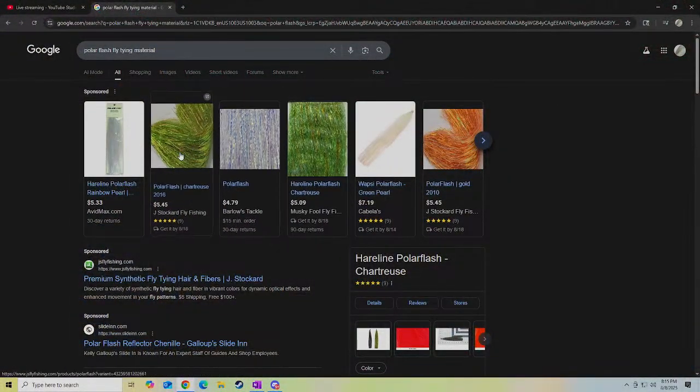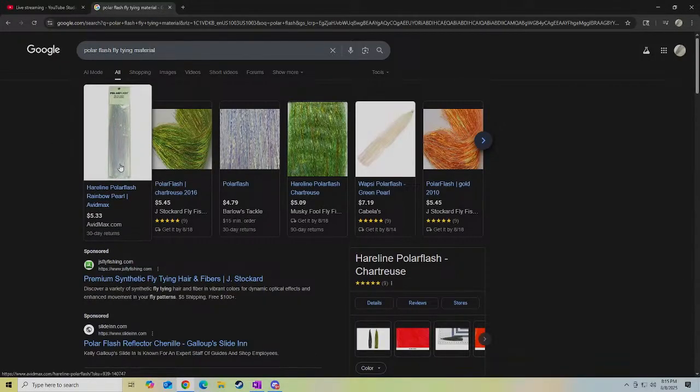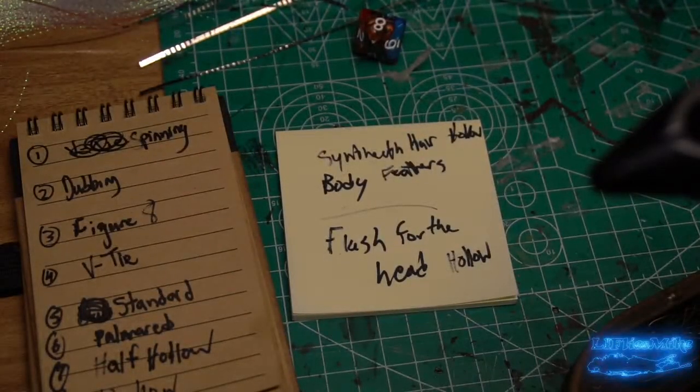Oh, I have some of this stuff. This is Polar Flash. Yeah. Oh, this might be good actually. Yeah, this is what we were using on the Baja Deceivers for saltwaterflies.com. Mm-hmm. The Flashabus. Okay, Polar Flash for the head. I like it. We're picking it. Polar Flash.